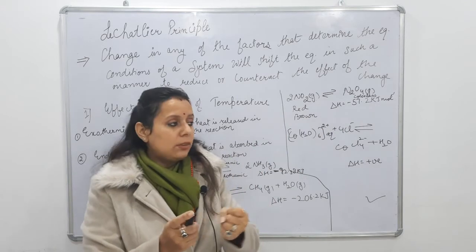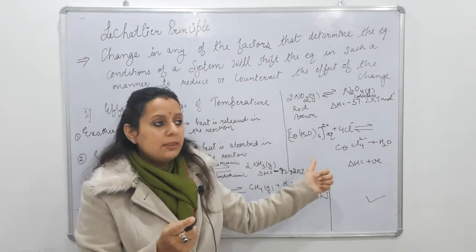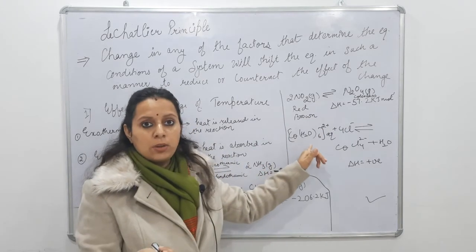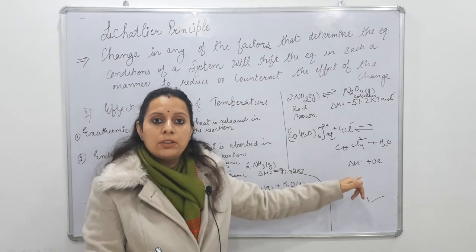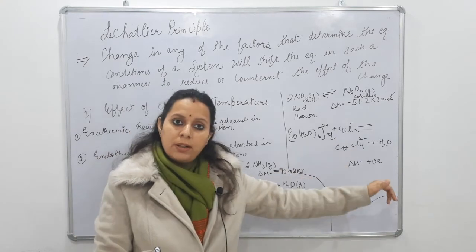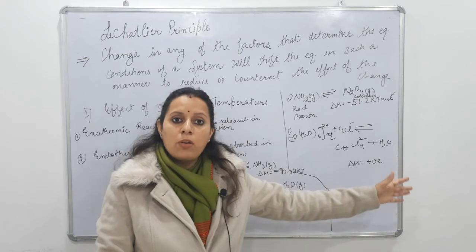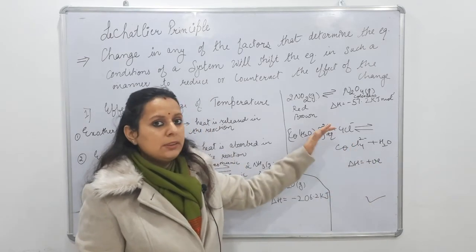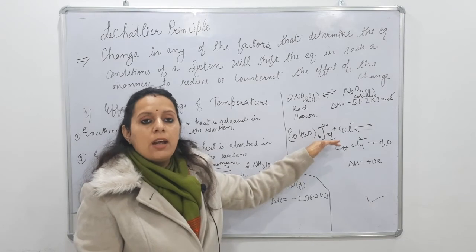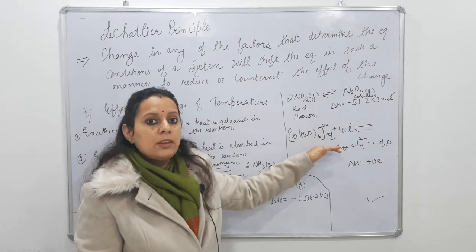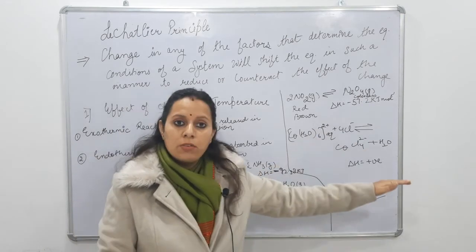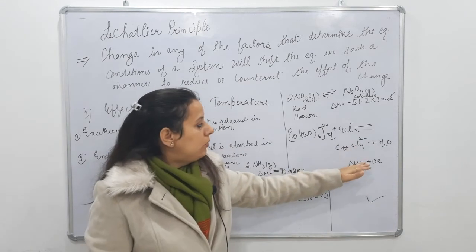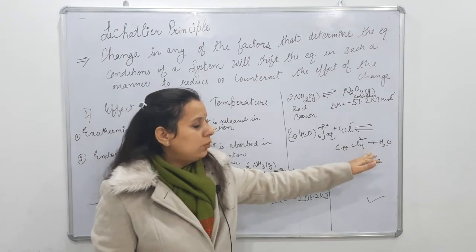In that case, the reactant's temperature is automatically high and the product temperature is low, so obviously it will move towards the forward direction, because if the product temperature is low, it means the reactant temperature is high. If the reactant temperature is high, that means the reaction will move in the forward direction. So it will give you this CuCl4 2-negative and water.